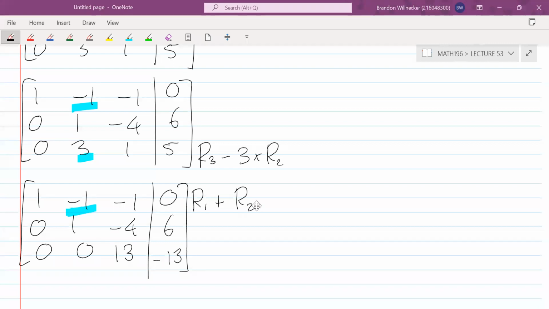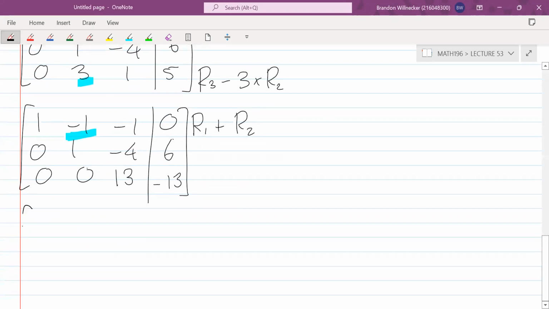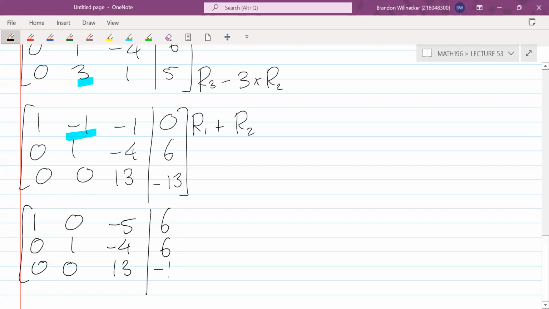Because then the minus 1 plus the 1, that's going to be a 0, which is what we wanted. So let's do that. So we get 1, 0, and then minus 5, and then the 6. Then the second row and the third row, they stay the same. So we get 0, 1, minus 4, and 6 again. And then the last row, that stays the same. We haven't done anything there. That's going to be 0, 0, 13, minus 13.